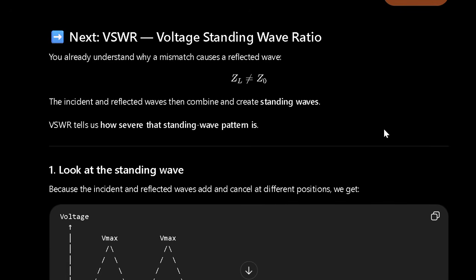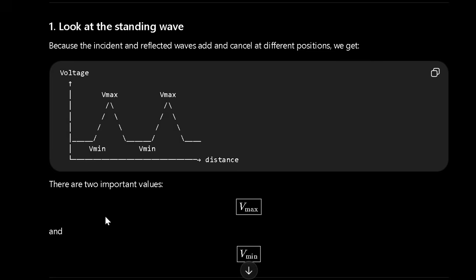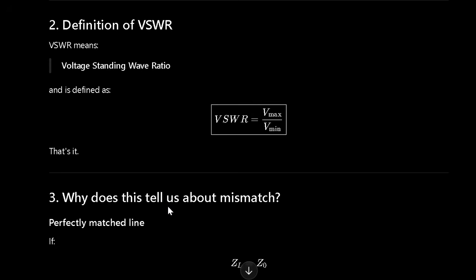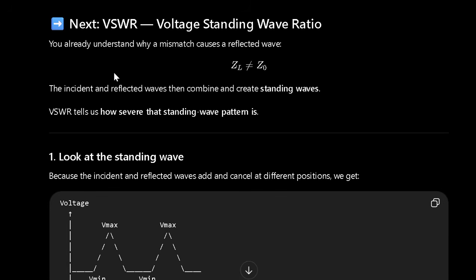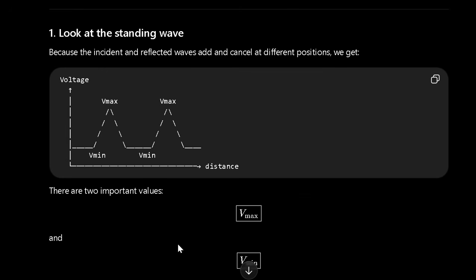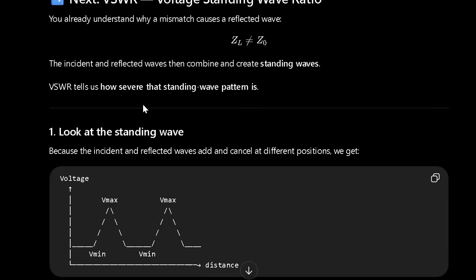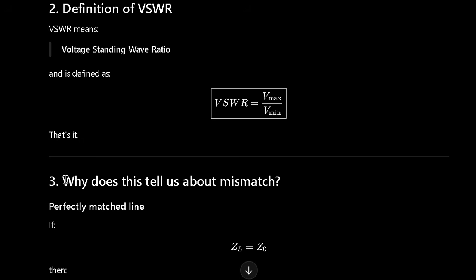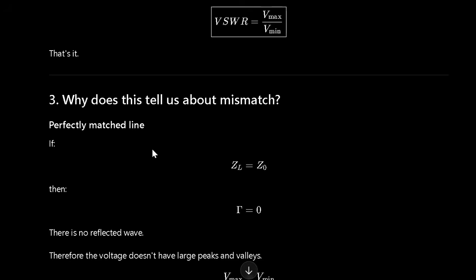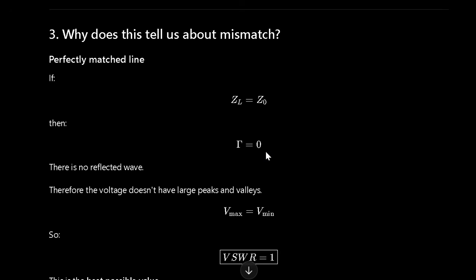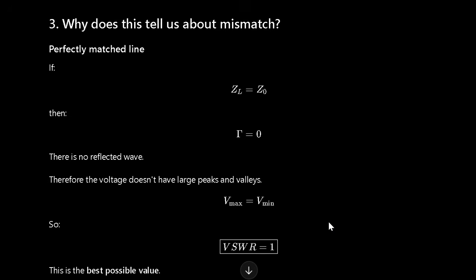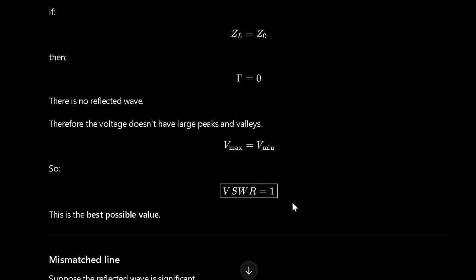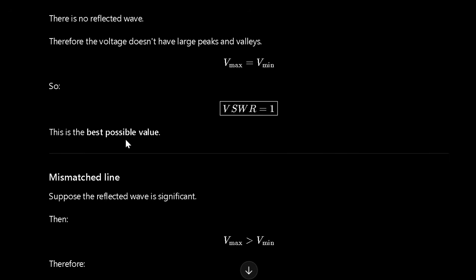So what is VSWR? This is simply Vmax by Vmin. Vmax is this, Vmin is this. So it is simply Vmax by Vmin, the voltage standing wave ratio. If we already understand the impedance mismatch, VSWR tells how severe the standing wave pattern is. Why does this tell us about mismatch? For a perfectly matched line, ZL equals Z0, Vmax equals Vmin, therefore VSWR equals 1. This is the best possible value.